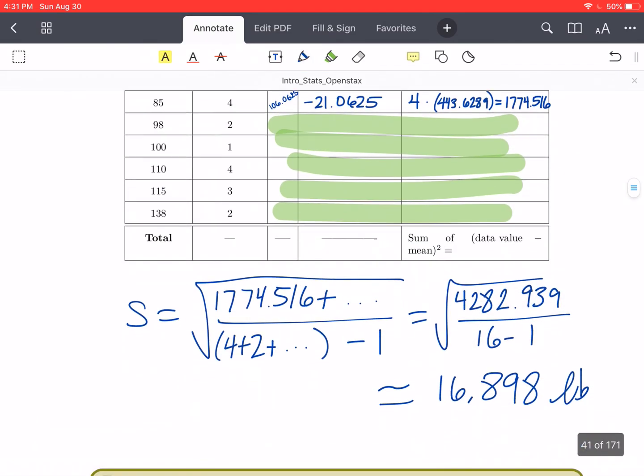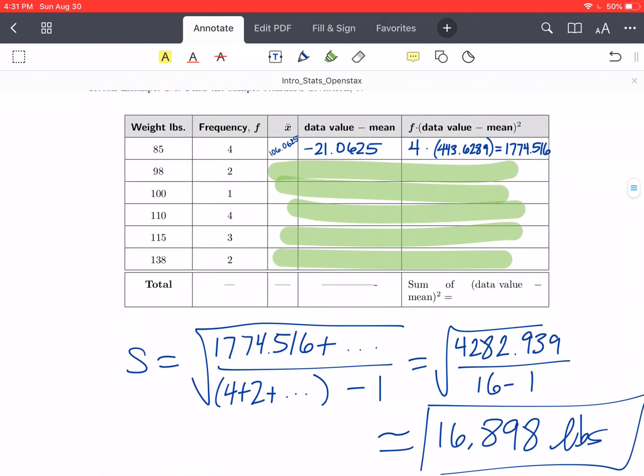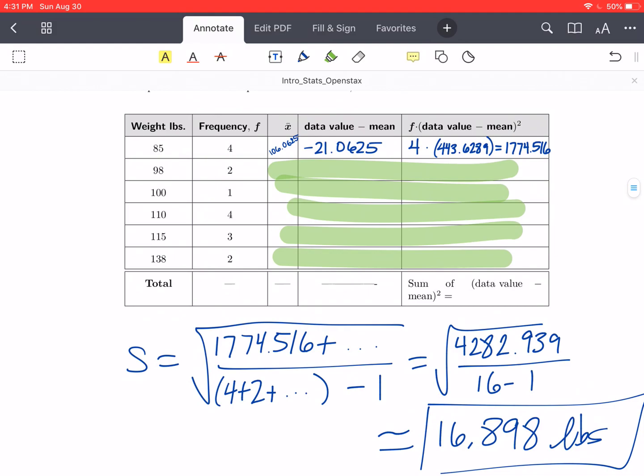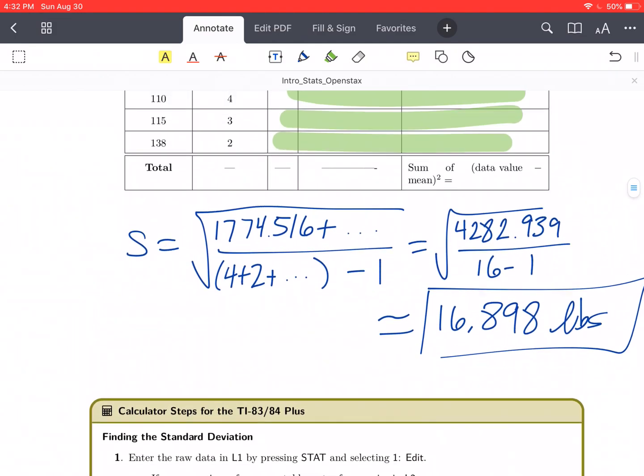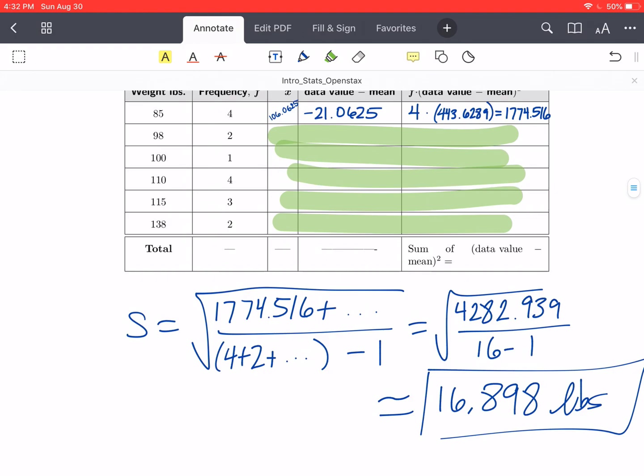Pounds. Okay, so the standard deviation of weights in this example is almost 17 pounds. Now let's look at how we can do that. So they give you the table down here for the TA8384. On Desmos, we can do this.